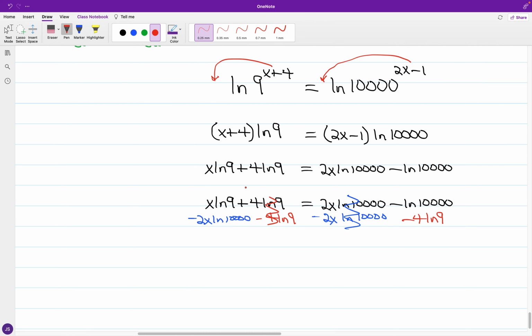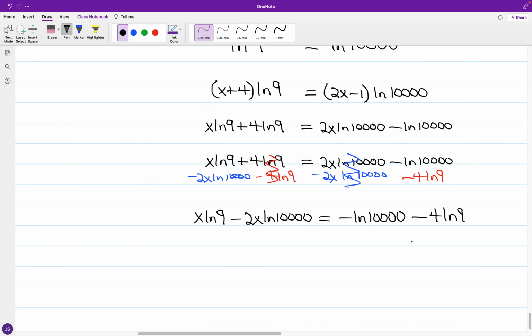Okay, and so looking at putting together, you have x times the natural logarithm of 9 minus 2x times the natural logarithm of 10,000 is equal to the negative of the natural logarithm of 10,000 minus 4 times the natural logarithm of 9.